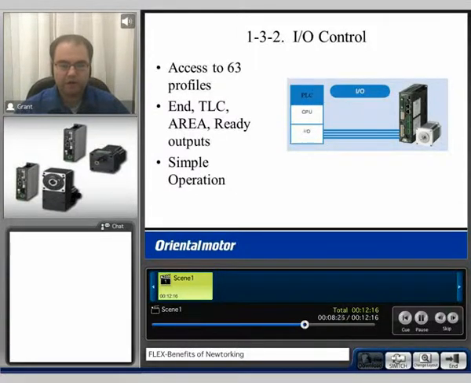So the next method of control is the I/O control. The user does have access to up to 63 different motion profiles. They also have access to end torque limit outputs, area outputs, and ready outputs, as well as many others. And it also allows for simple operation.